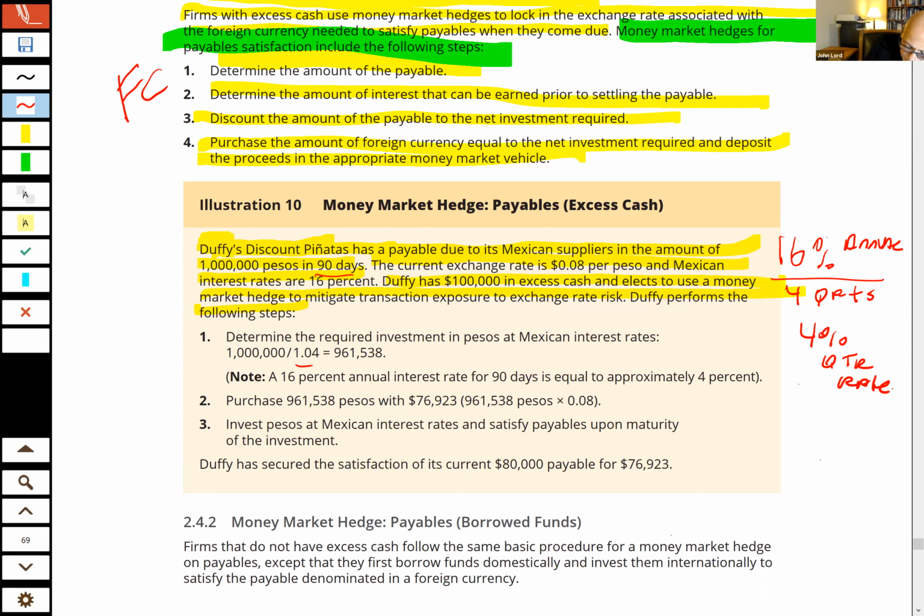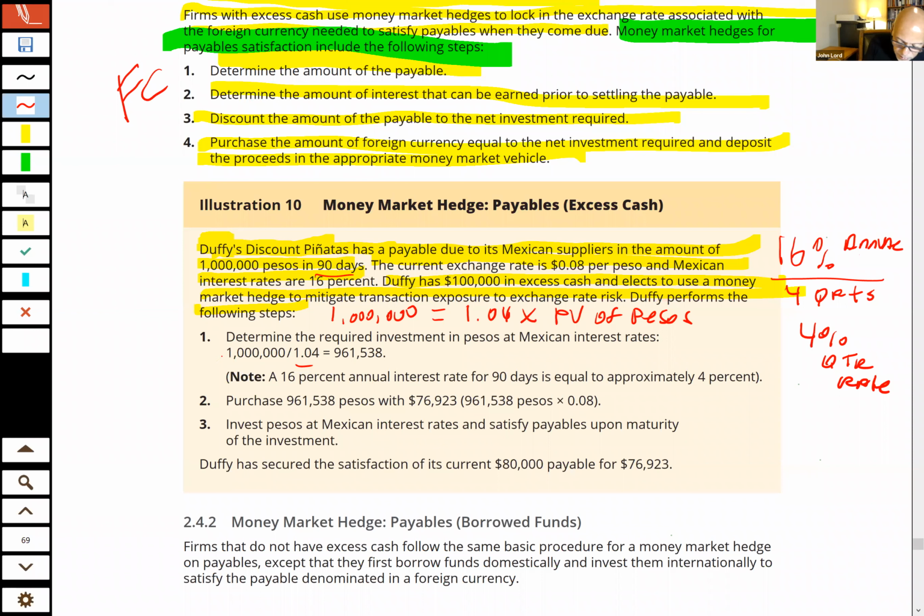Now, when they just kind of show you these, I like to set the algebra up. So what happens? I have 1 million pesos that I'm going to have to pay, not dollars, but pesos. And that is going to be equal to what? 1.04 times the present value of the pesos, right? Because I want to see how much peso do I have to invest now with a quarterly growth rate of 4% to end up with 1 million pesos at the end of the 90 days.